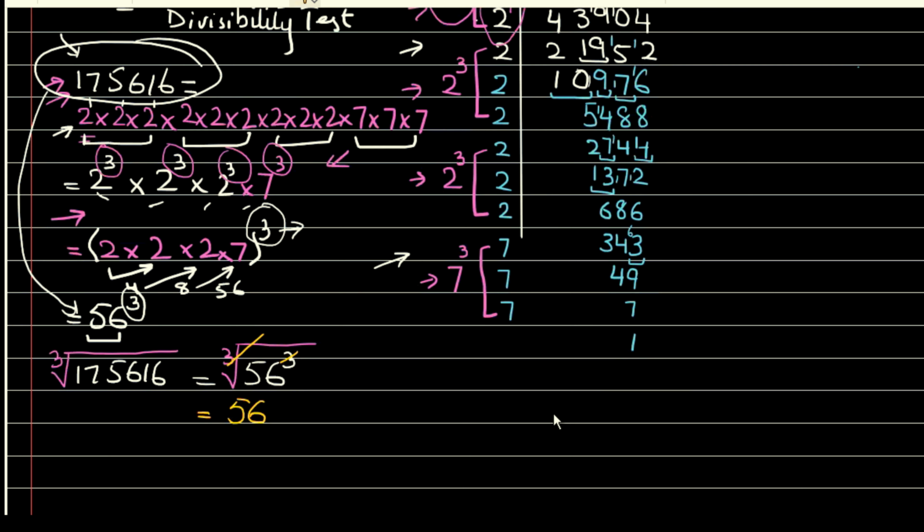So remember, for the prime factorization method, you need to factorize the number using prime factorization and write all its factors in the form of a product, and make groups of 3, and then find the final result by taking the cube root on both sides.